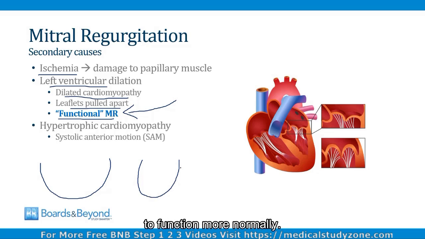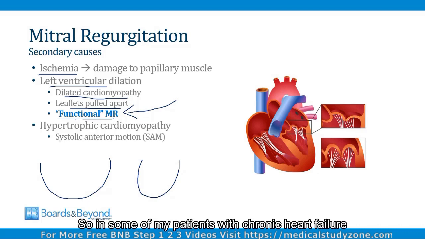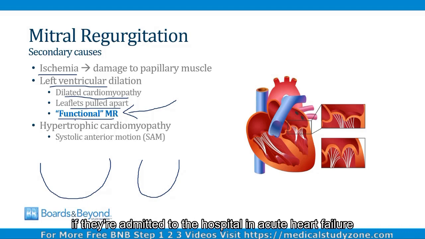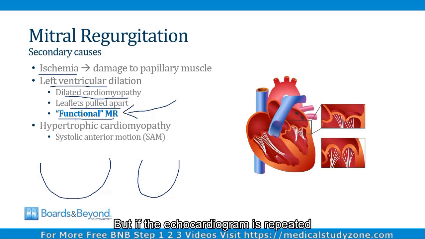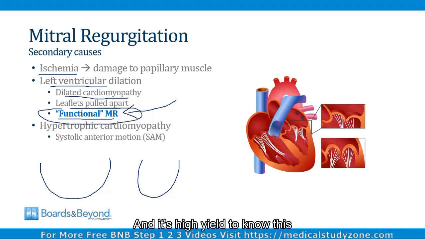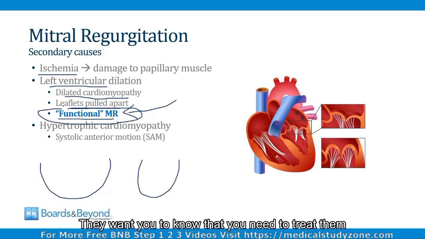After you treat them with diuretics, that cavity size can shrink somewhat, and that can allow the mitral valve to function more normally. So in some of my patients with chronic heart failure, if they're admitted to the hospital in acute heart failure, their initial echocardiogram can show significant MR. But if the echocardiogram is repeated after they've been treated with diuretics, the amount of mitral regurgitation can be less. This is called functional MR, and it's high yield to know this because if they describe mitral regurgitation in a patient with heart failure, oftentimes they don't want you to send them to surgery right away. They want you to know that you need to treat them with diuretics first and then reassess the degree of mitral regurgitation.